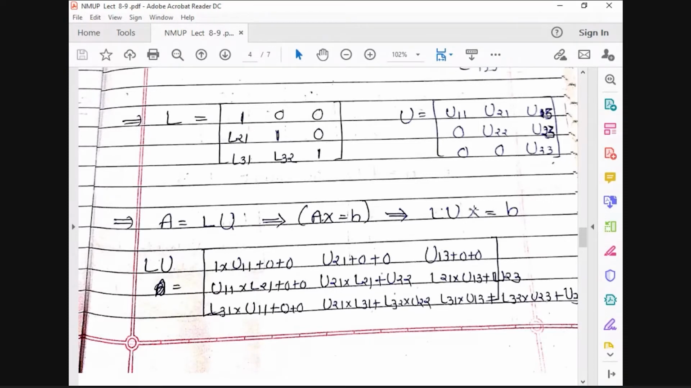Okay. Are you getting me to this point? Just write down in the chat box yes or no. What you have to do is just multiply these two matrices.